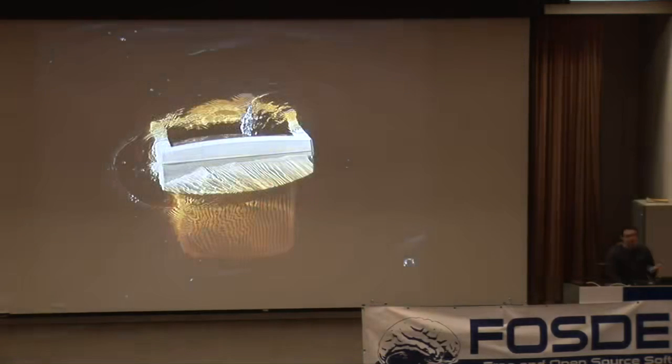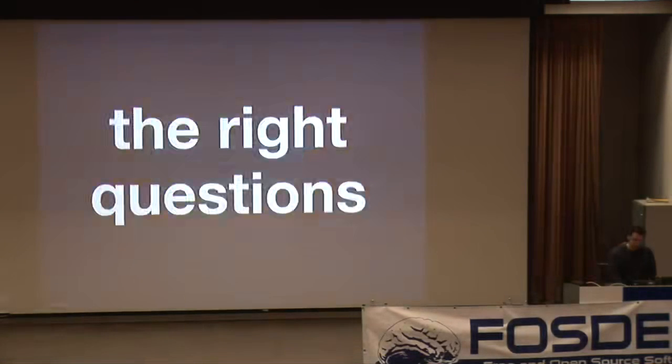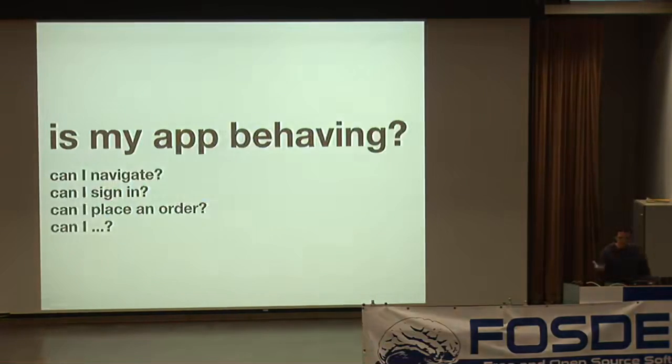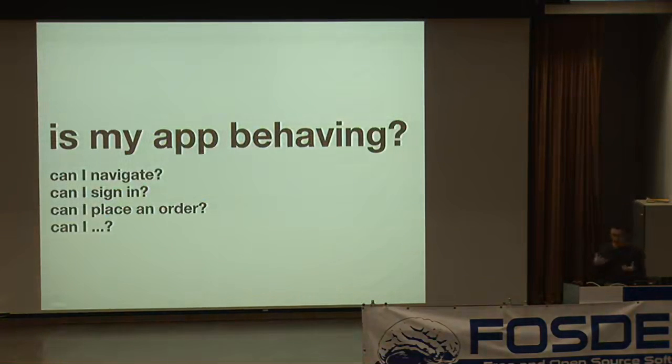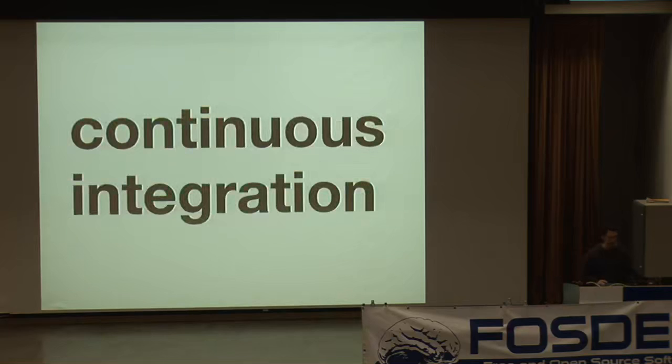And that basically means that your monitoring system is dead in the water. So Cucumber nagios allows you to ask the right questions a lot more easily. Things like, is my app behaving? Can I navigate around my website? Can I place an order? Can I sign in? All these different things.